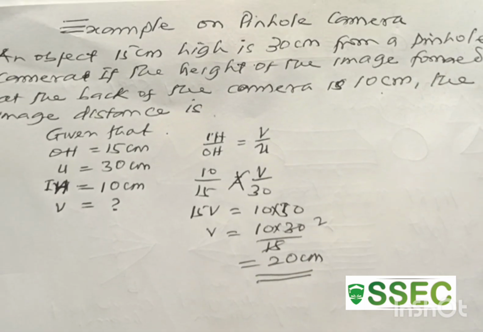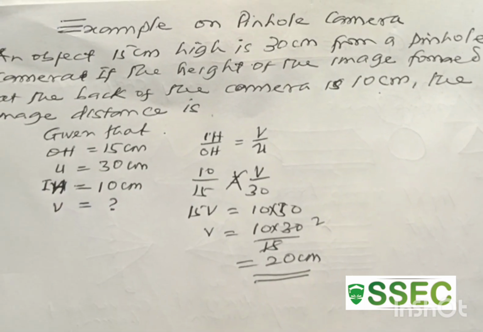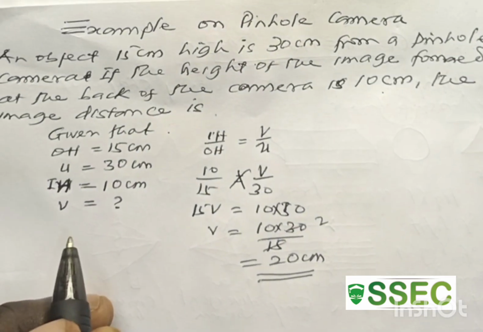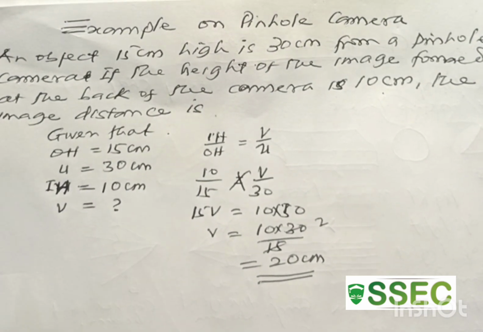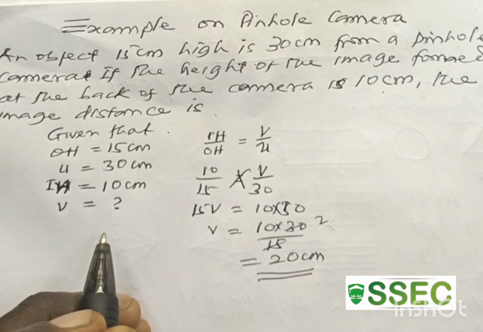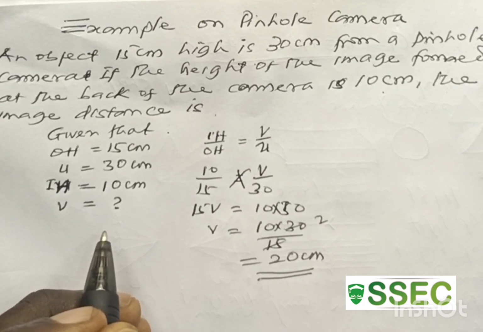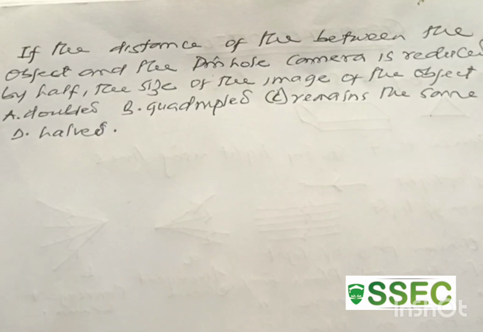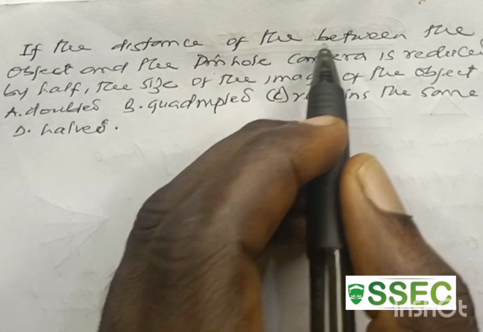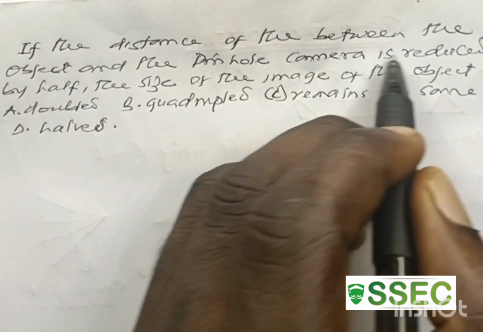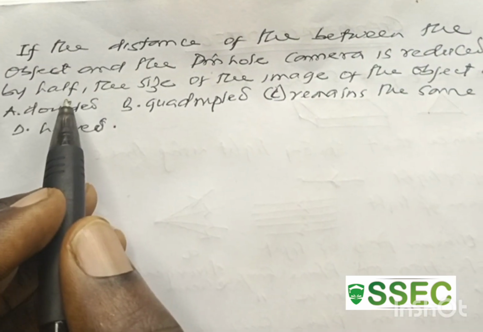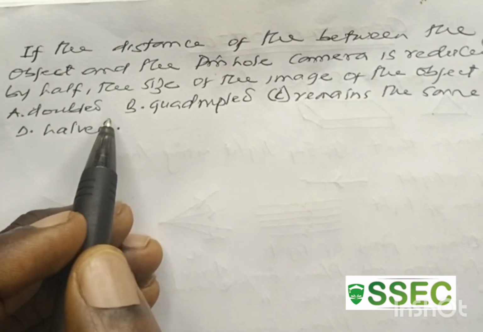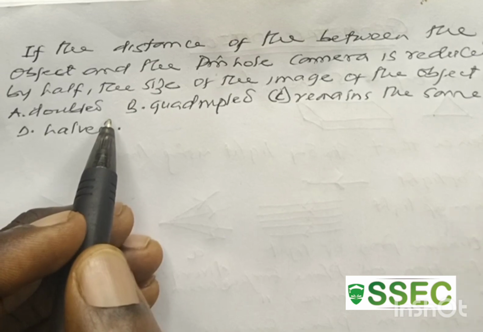So you can see that these questions are very straightforward and direct, provided you can interpret them correctly. So let's take one more question on theoretical question. Now look at this question. If the distance between the object and the pinhole camera is reduced by half, the size of the image of the object is, what will happen to the image size?